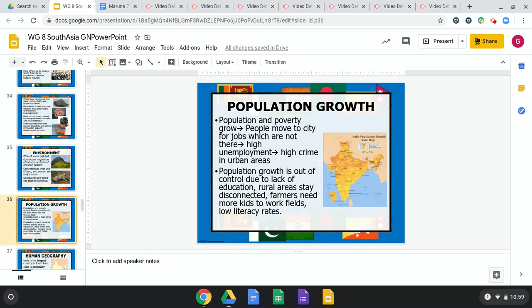Population growth. Again, there's so many people being born here, but the problem is that this is leading to some other problems, and high infant mortality rates, low life expectancy due to the prevalence of disease, or high crime, high unemployment. Population growth is out of control due to lack of education. Rural areas stay disconnected. Farmers need more kids to work fields. Low literacy rates. So there's definitely a big disconnect from rural and urban areas.